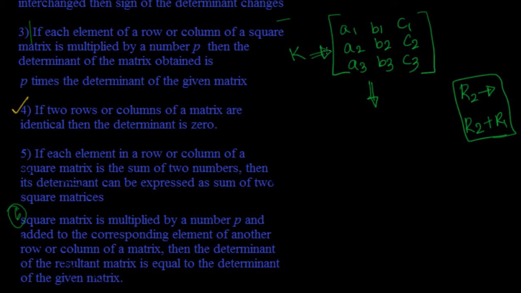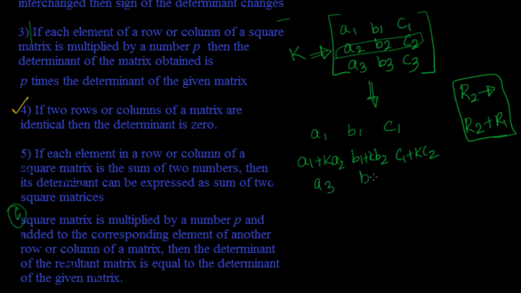If I apply this, let us say that I am going to multiply this with k and add to that. So what will it become now? It will become A1 B1 C1, then A1 plus k A2, B1 plus k B2, C1 plus k C2, and the remaining will be as it is, A3 B3 C3.